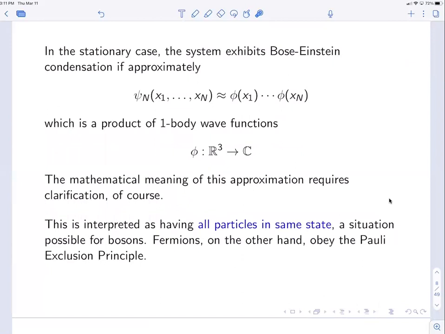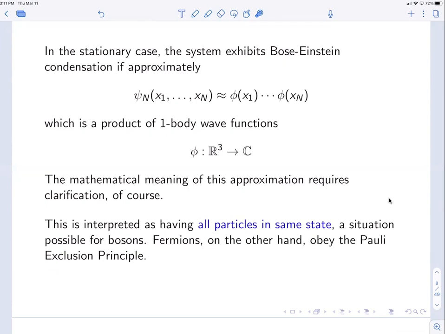Now, in the stationary case, the system is said to exhibit Bose-Einstein condensation if approximately this ground state eigenfunction factorizes, in the sense that it is approximately equal to a product of identical one-body wave functions, phi, evaluated at x1 through xN.